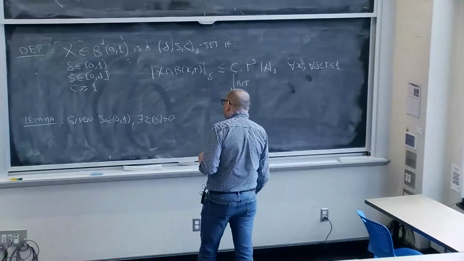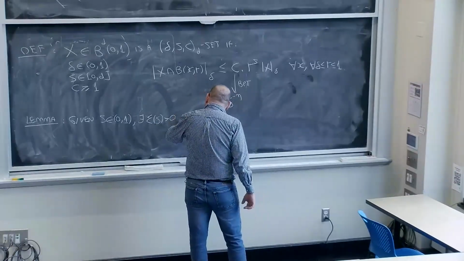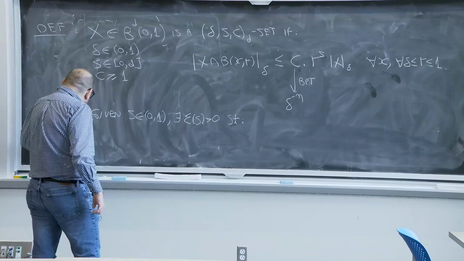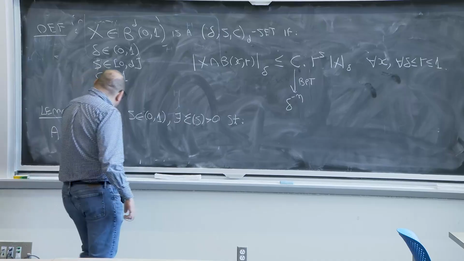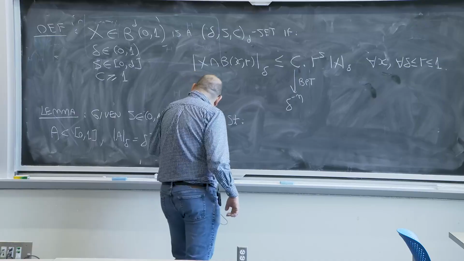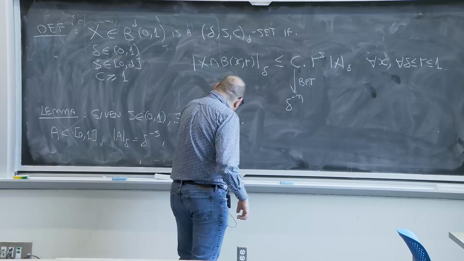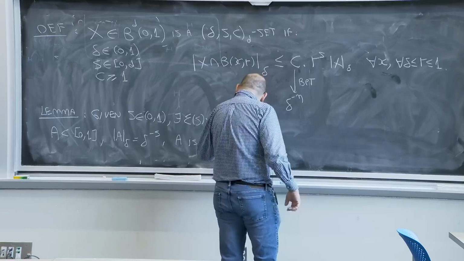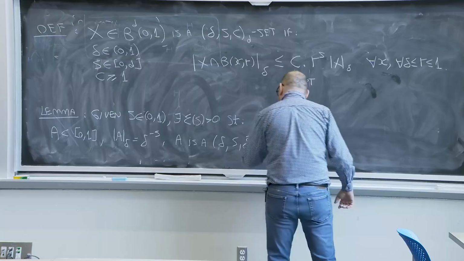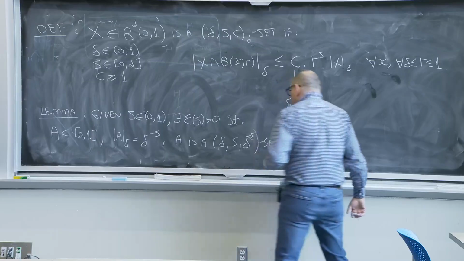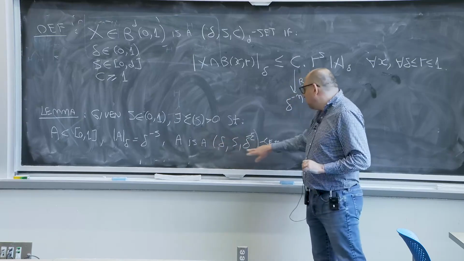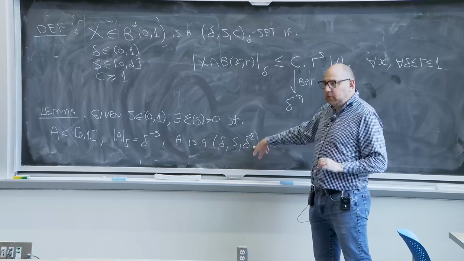OK, given s, there is an epsilon such that the following holds. Suppose A is in [0,1]. The delta covering number is delta to the minus s. And A is a (delta, s, delta to the minus epsilon)-set. So it's very non-concentrated because s matches the size. But on the other hand, there is quite a bit of leeway in this delta to the minus epsilon.